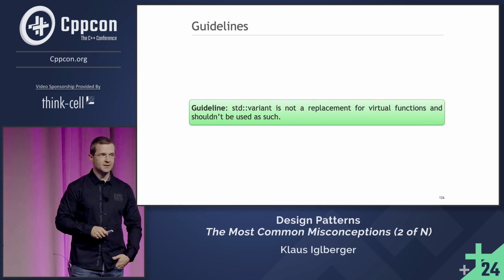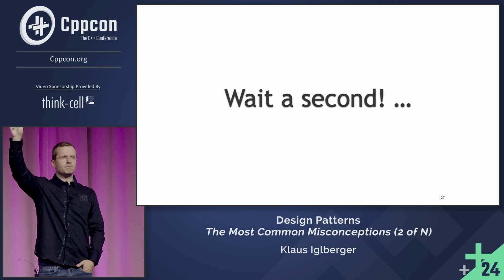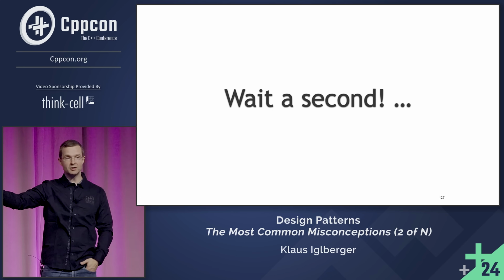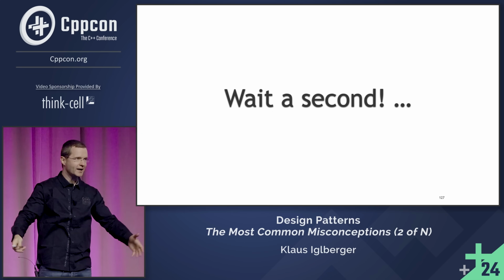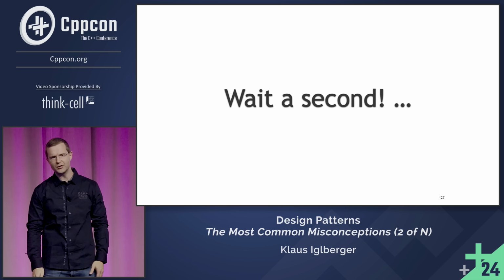But then again, somebody cries, wait, Klaus. But Jean Parent, remember Jean Parent? He told us that inheritance is not okay. And now you are telling us that variant is not okay. So now I'm confused. What should I do?